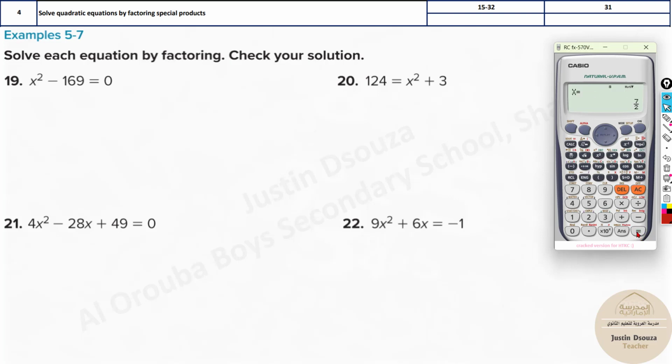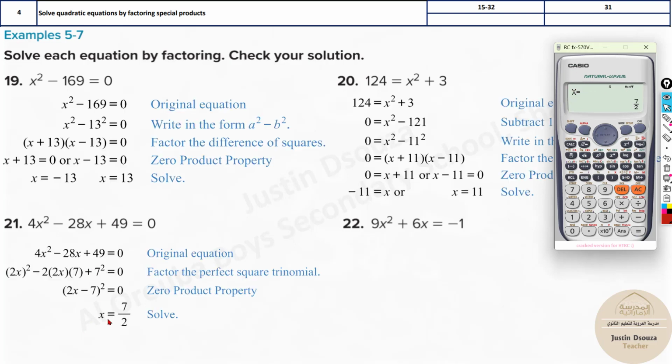Now here, what happened? There is only one answer. There is no x1, x2. Why? Because there's only a single answer for x. If you graph this, you will realize the graph is, let me just draw the graph here. It's 7 by 2, that's 3.5, so it'll be something like this. It touches the axis only at one point, that is 3.5 or 7 by 2. No other part of the graph touches the axis. Only one solution. That's the reason.